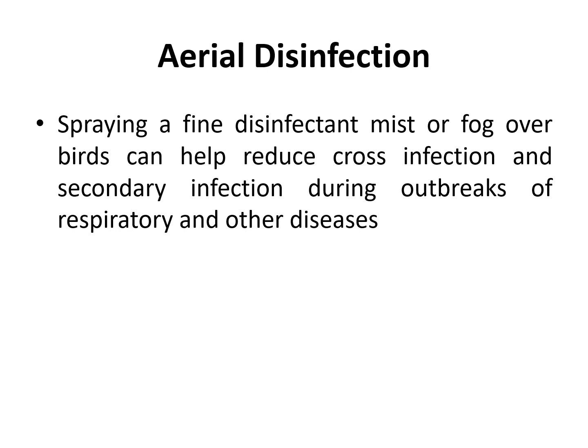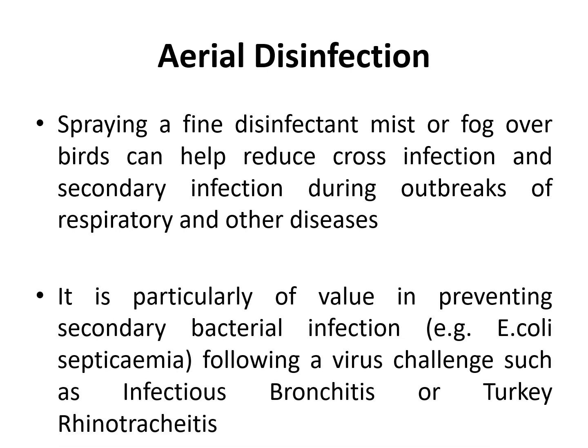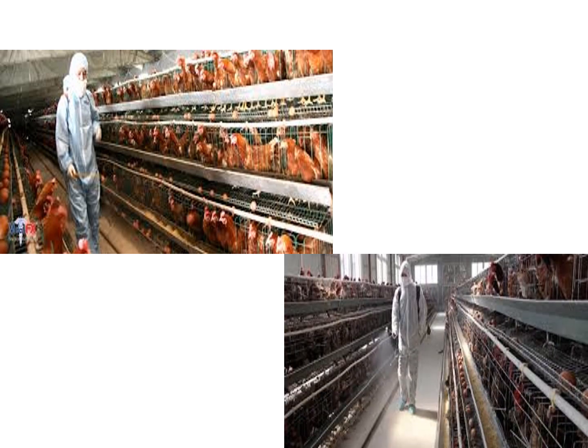Aerial disinfection. Spraying a fine disinfectant mist or fog over the birds can help reduce cross-infection and secondary infection during outbreaks of respiratory and other diseases. It is particularly of value in preventing secondary bacterial infection, for example E. coli septicemia, following a virus challenge such as infectious bronchitis or turkey rhinotracheitis. You can see the farm worker wearing all the biosecurity clothes and spraying the birds.